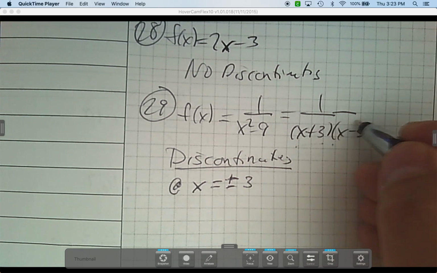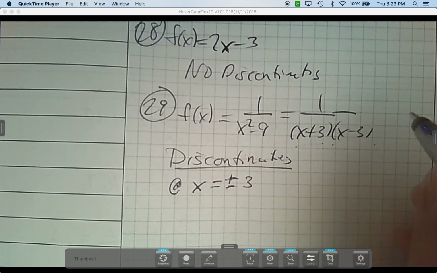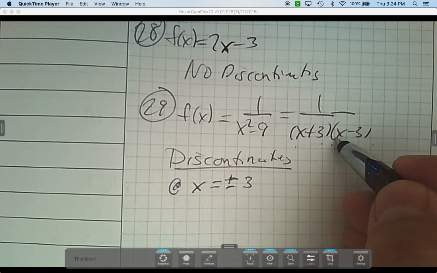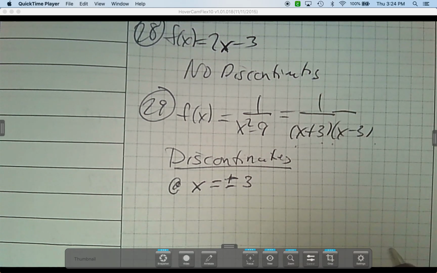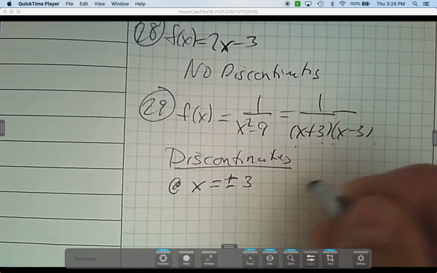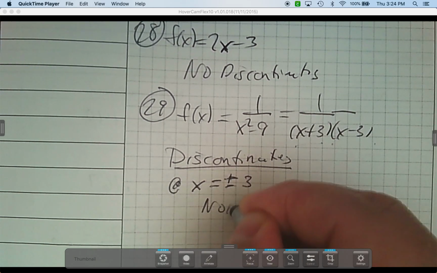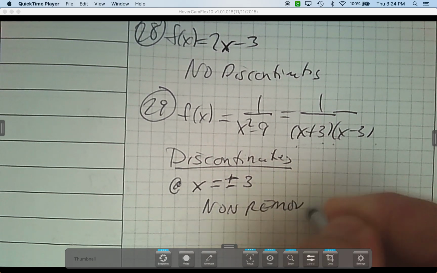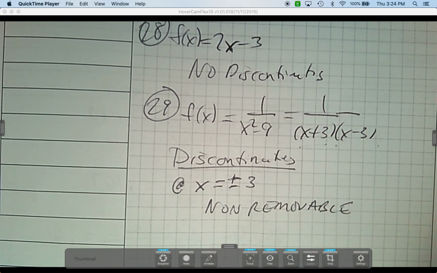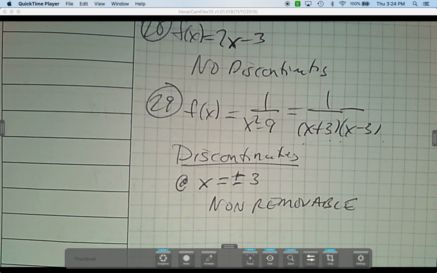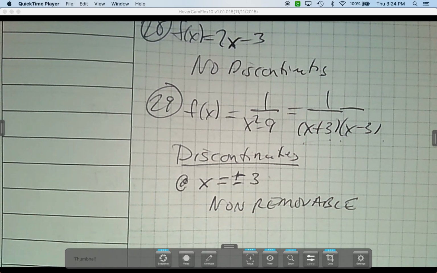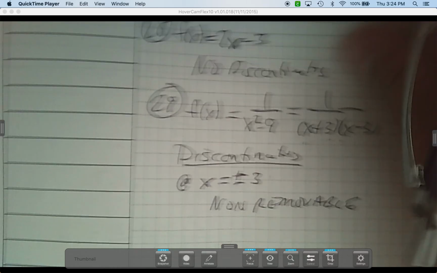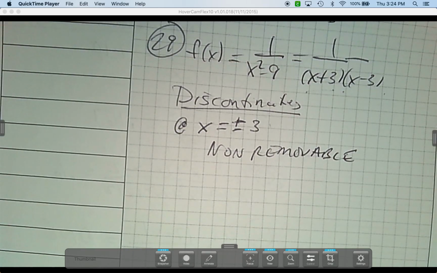Is there any way to remove them? Or if you plug in 3 or -3, do you get an answer that's indeterminate? There's no way to remove it. The answer is does not exist. The limit doesn't exist. So therefore, these are non-removable. Again, the calculus understanding of it is whether the limit exists or doesn't exist. So at +3 and -3, the limit does not exist. So therefore, it's non-removable.